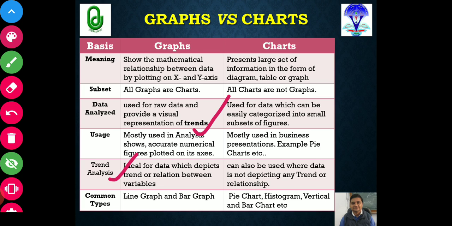Common types of graphs are line graphs and bar graphs, whereas common types of charts are pie chart, histogram, vertical and bar charts, etc. So these are the common types of graphs and charts.